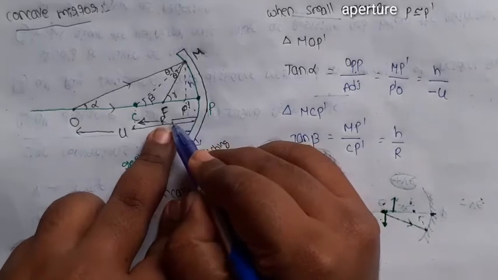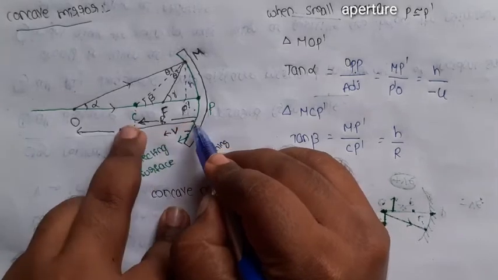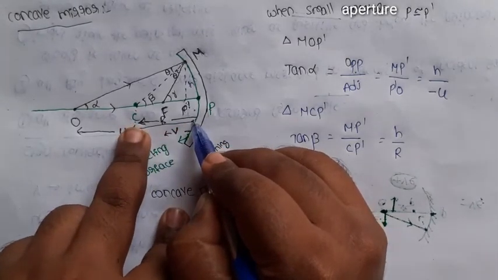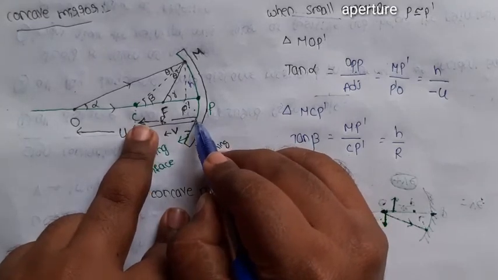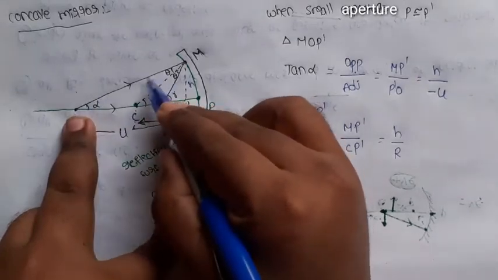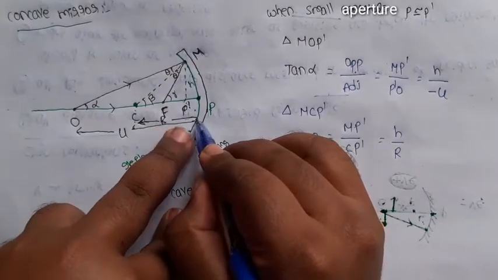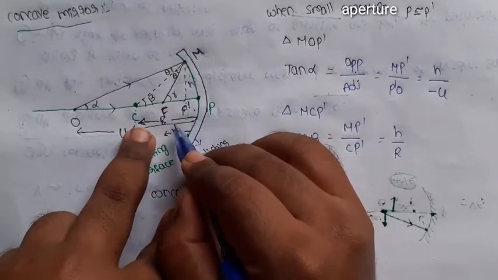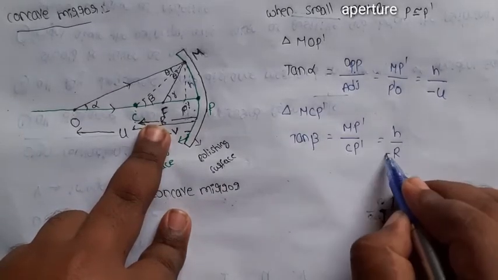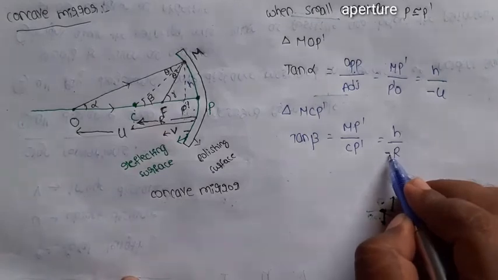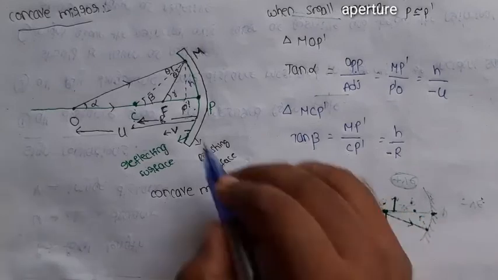But we are measuring the radius of curvature R value from the pole to the center of curvature. According to the sign convention rule, this is opposite to the incident ray. The incident ray is in this direction, but we are measuring the R value from pole to center of curvature, which is the opposite direction. So we are taking the negative value, minus R.